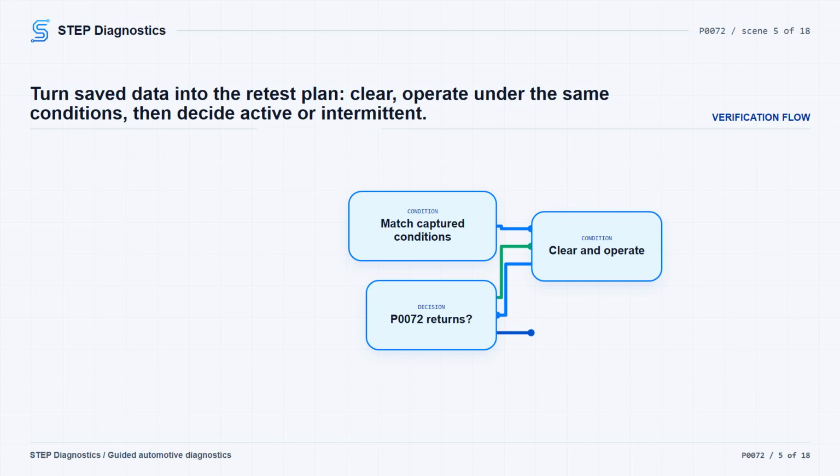Clear the codes and operate the vehicle or system under the captured conditions. If P0072 returns or the condition is present, continue with testing. If it does not return, treat it as intermittent and try to duplicate the same conditions instead of guessing.